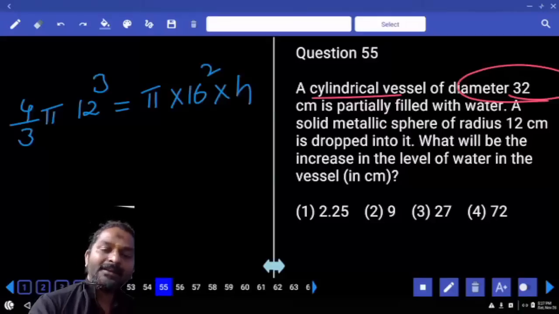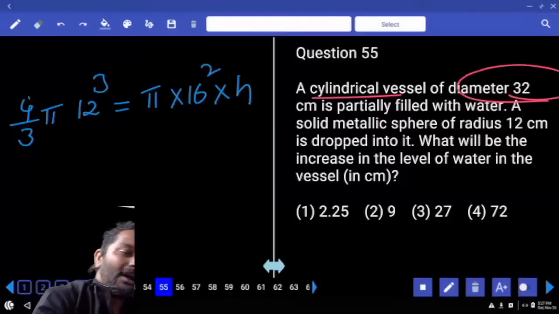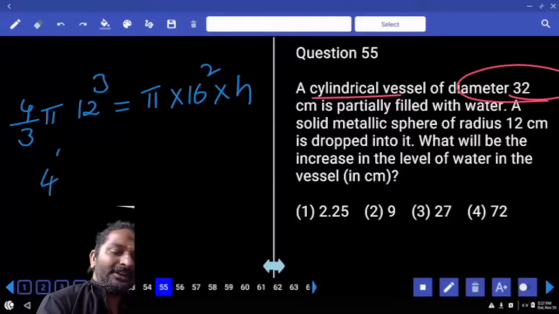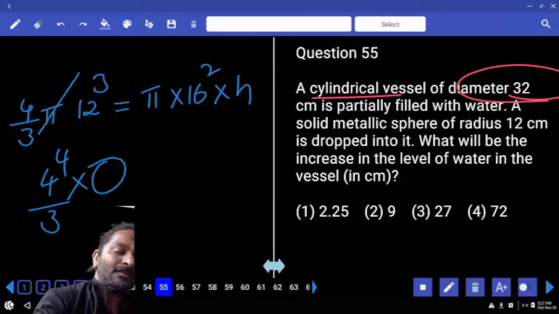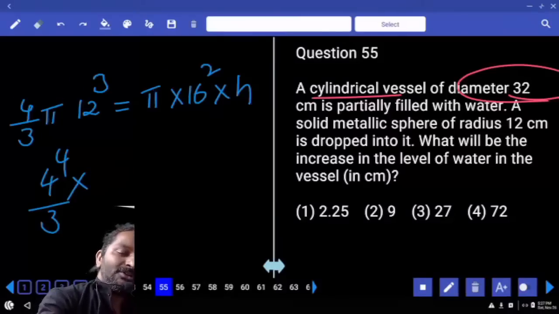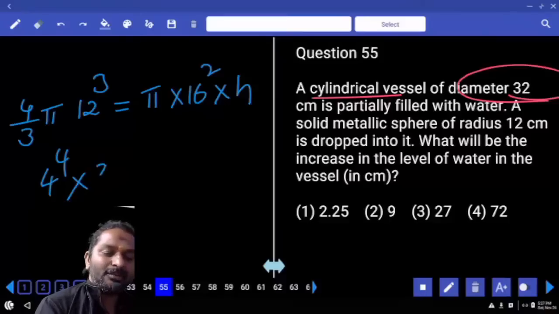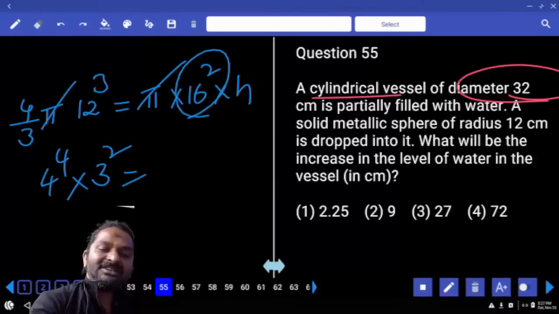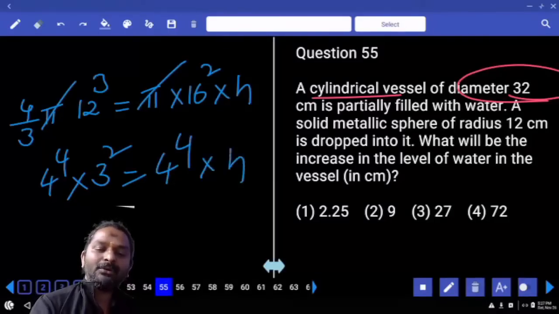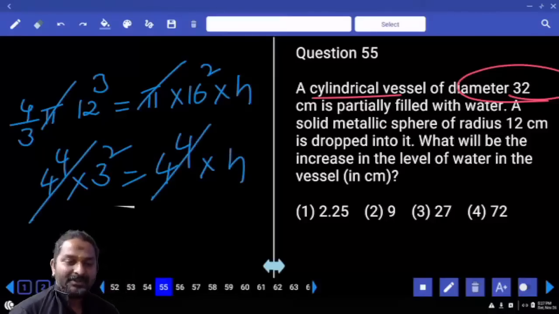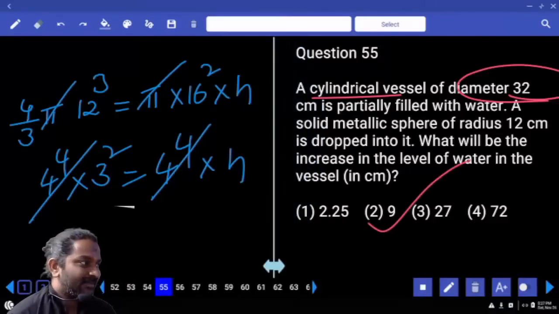Agreed? Right. Can I write 12 cube as 4 cube into 3 cube? Already we have 4, so 4 cube, that is 4 power 4, divided by 3, into 3 cube. So denominator 3 and numerator 3 cube, I can write it as 3 square. Pi gets cancelled. 16 can be written as 4 square. We have 16 square, which is 4 power 4, into height. Then height is equal to 3 square, which is 9. That's it. So the increase in height is going to be 9.